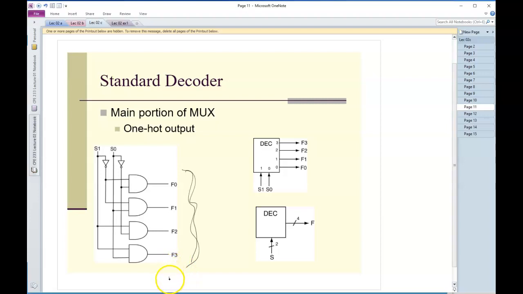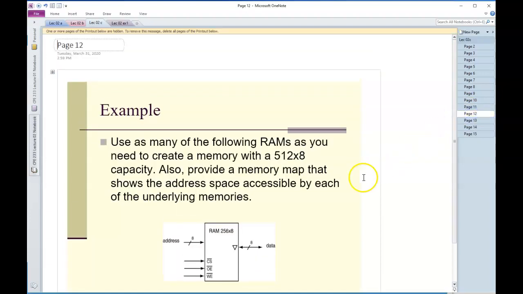So if you remember, this kicks out a one-hot output, which is what we're looking for. We're looking for a circuit that turns one thing on and all the other things off. A standard decoder is perfect for it, and we didn't really use it too much in 133, but this is where it's used quite a bit in working with memory.